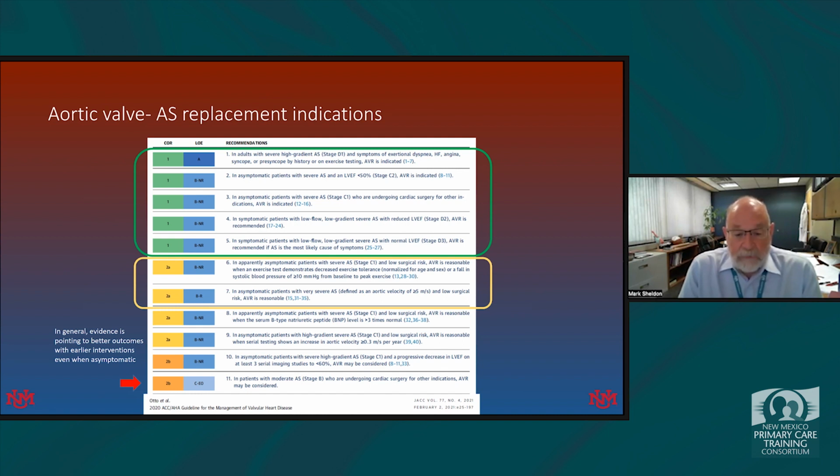In the asymptomatic patients, there are a few things that can tip you over, and the bottom line is the data is getting better and better that says that we should be intervening on these patients earlier. There were a fairly recent couple of trials in the last 2 years where they actually looked at treating patients that were severe but asymptomatic. The bottom line is their outcomes were better. So, even the asymptomatic but clearly severe aortic valve stenosis should be treated aggressively.